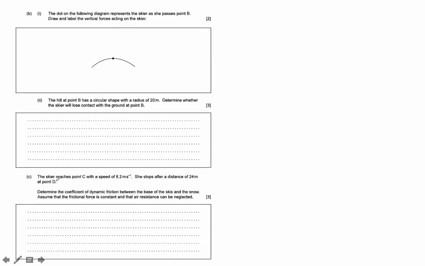Determine the coefficient of dynamic friction between the base of the skis and the snow. Assume that the frictional force is constant and that air resistance can be neglected. So it's just the force of friction slowing them down, right?